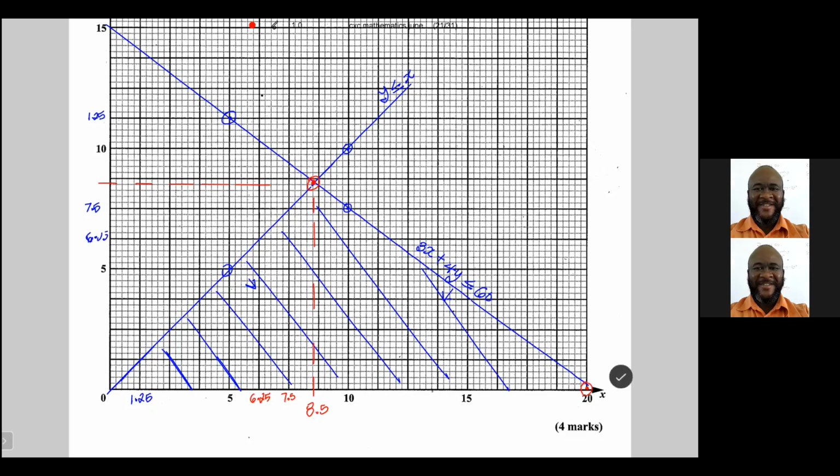I think I might have to use that point, but let's figure it out. The value of X here is 7.25. This is 8.5 as well. So this is 8.5.